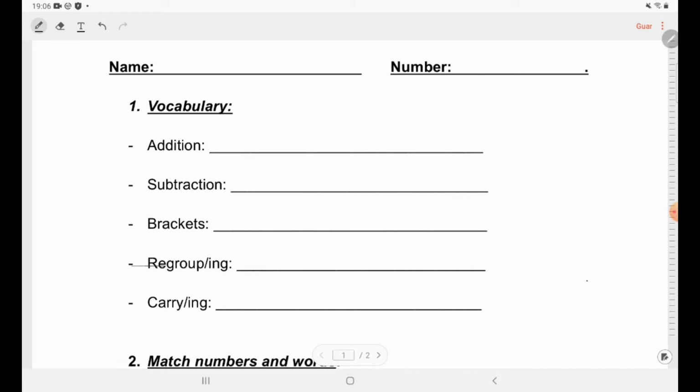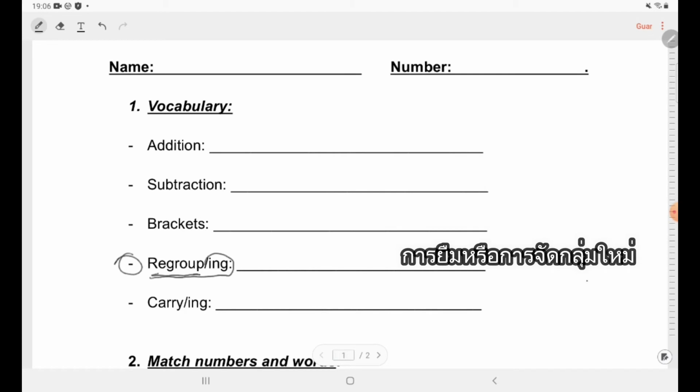Next word, the word number 4 is this. Okay, what is this word reading? Let's read together. Regroup or regrouping. Okay, regroup or regrouping.